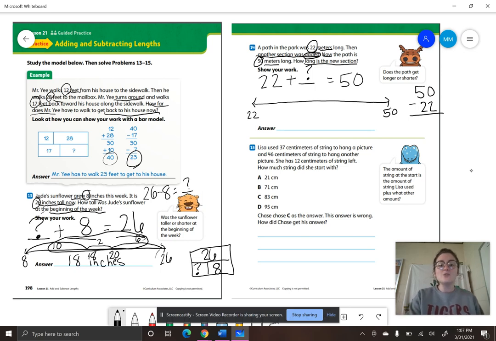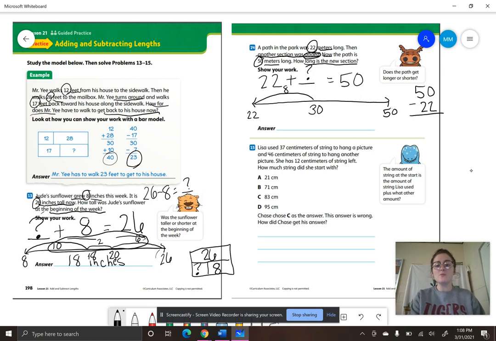All right, so I am at 22 and I am counting on until I get to my whole, which is 50. The first thing I want to do, I want an even group of 10. So 22, I'm going to count on until I get to 30. 22, 23, 24, 25, 26, 27, 28, 29, 30. How many ones do I need to get to a group of 10? 8 ones. So I am going to add 8 ones. So 8 to get to 30.